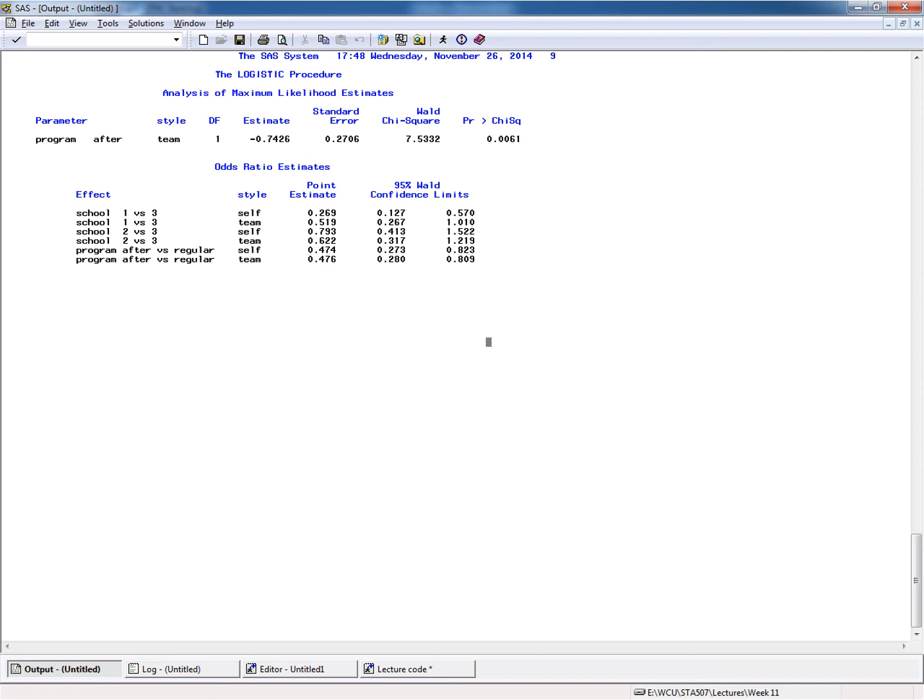And so there's also different odds ratios. So we have an odds ratio. There's sort of 2 odds ratios comparing school 1 to school 3. One of those compares self to class. The other one compares team to class. And we have the point estimates for both of those, 0.269 and 0.519. We'll talk about those in just a second.